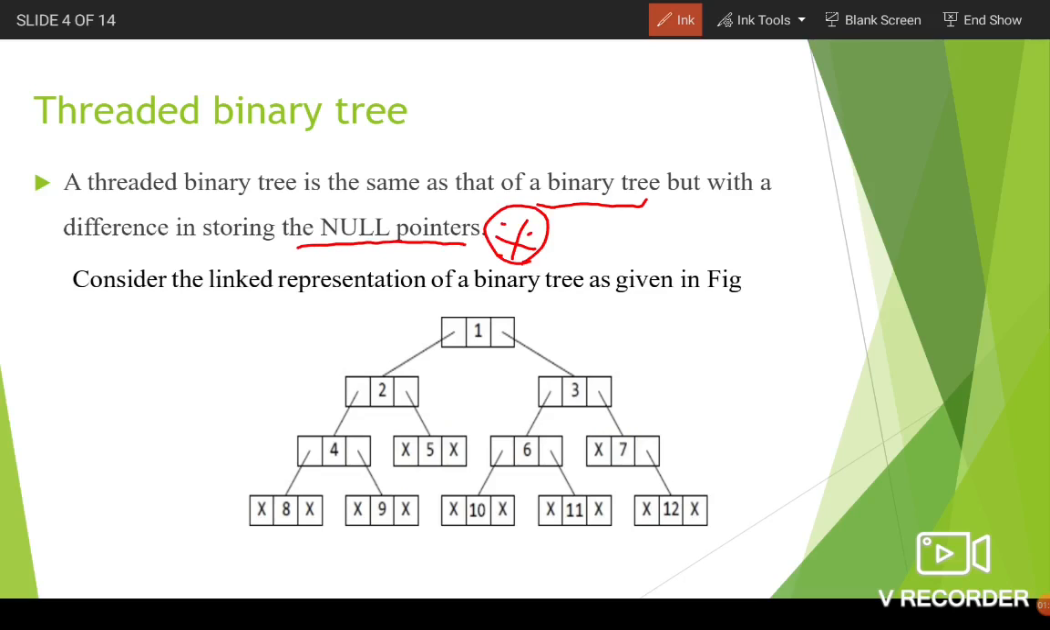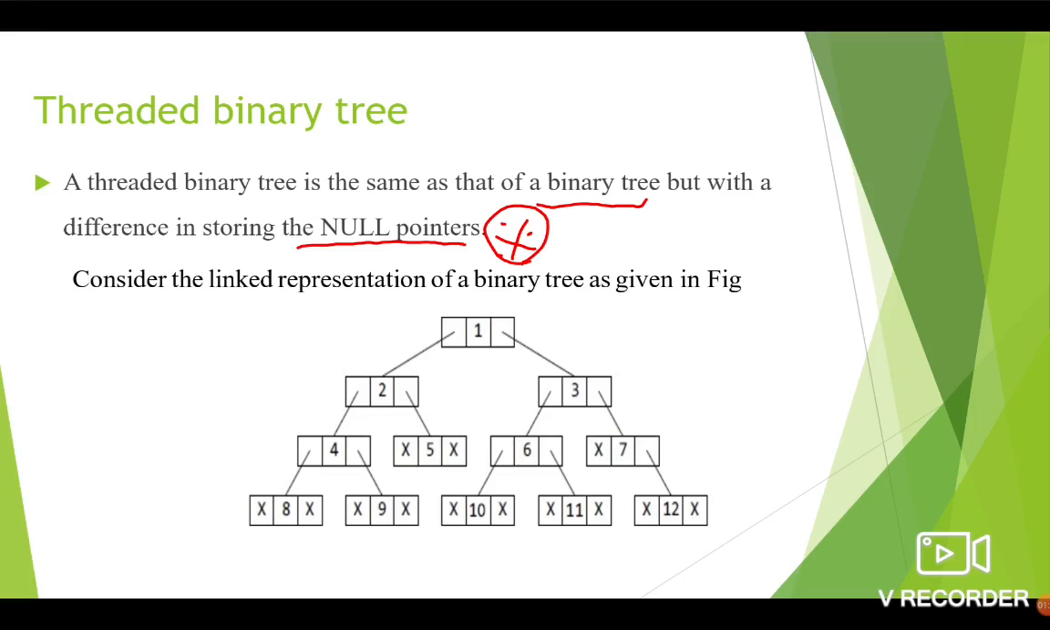Okay. So for example, consider the below diagram. It shows the linked list representation of a binary tree. The root node is 1 and its left child is 2 and the right child is 3. And for 2, I am having the left child 4 and the right child 5 and so on. And most of the nodes are having null pointers. Since they don't have any child nodes, they are all represented as null pointers.